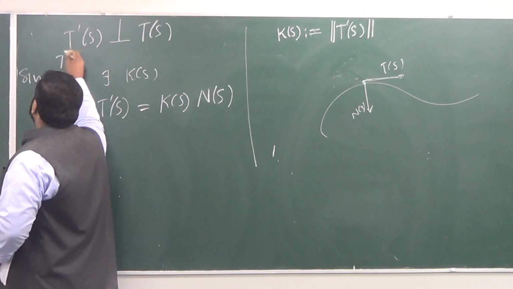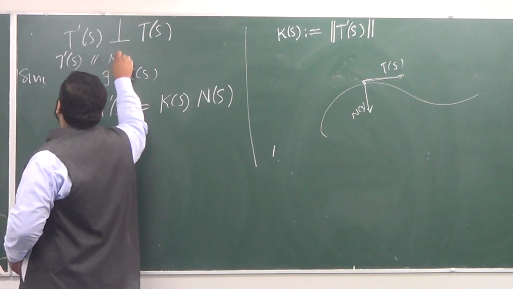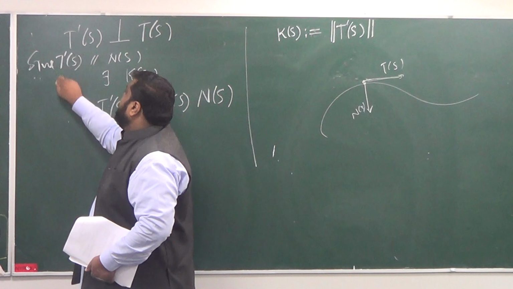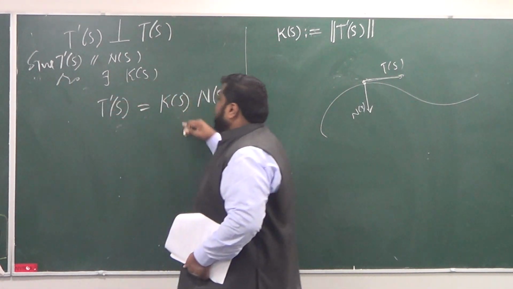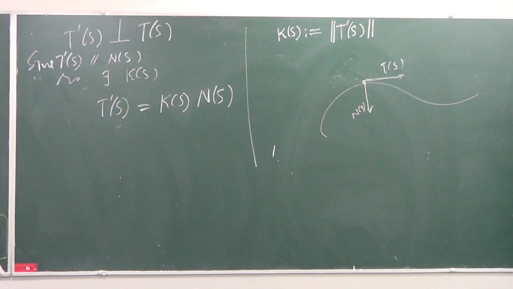So one way is that, since T prime of s is parallel to N of s, there exists K of s such that it is like this. But the other way is this. In some places you will find that K of s is given as the name for the magnitude of T prime of s.